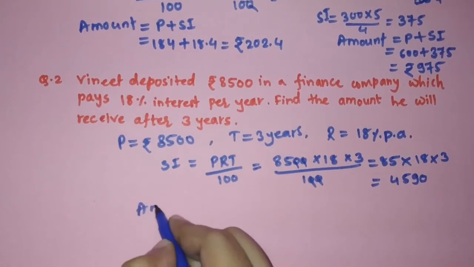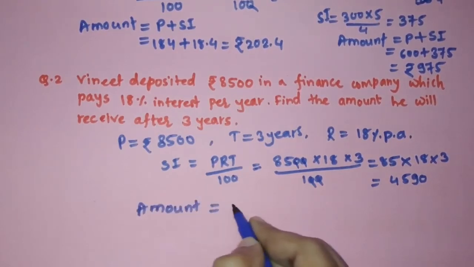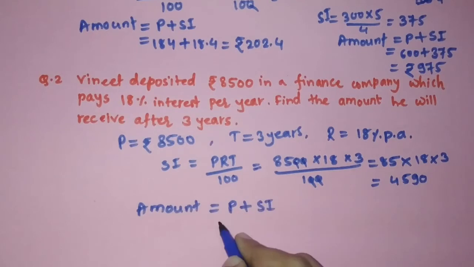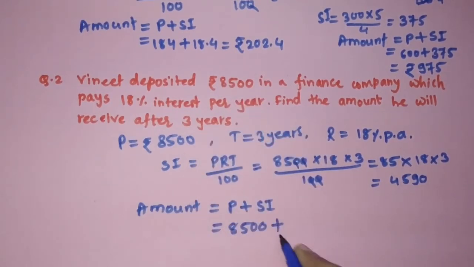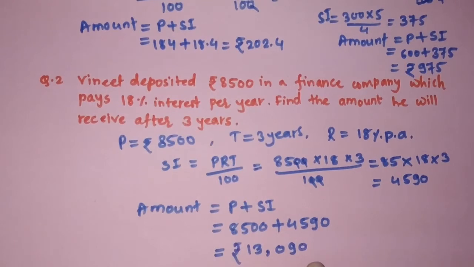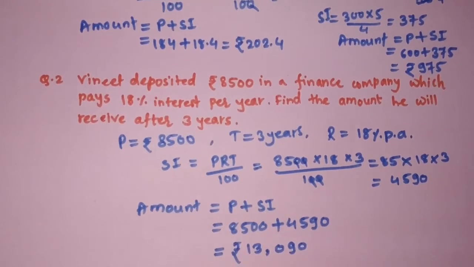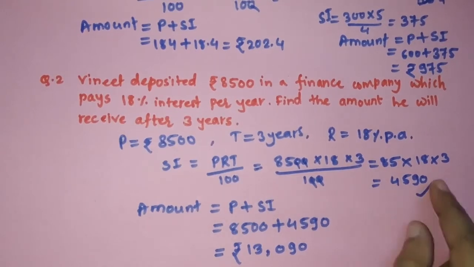So final amount we'll write: amount is equal to principal plus simple interest. He deposited 8,500 plus as a simple interest he is going to get 4,590. Means the total amount he will earn, that is 13,090 rupees. So Vinith will receive 13,090 rupees at the end of the 3 years. And here this is his interest.